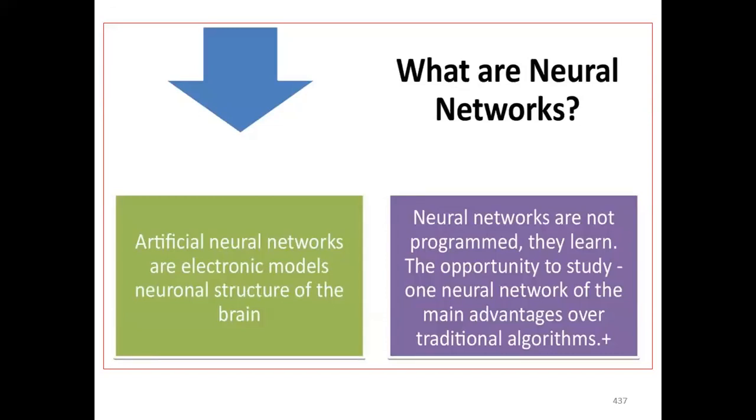See here. Artificial neural networks are electronic models of the neuronal structure of the brain. So what is the difference between artificial neural networks and neural networks? Neural networks are not programmed, they learn. The opportunity to train a neural network is one of the main advantages over traditional algorithms. Whereas artificial neural networks are electronic models of the neuronal structure of the brain. That's why it is called artificial neural networks.